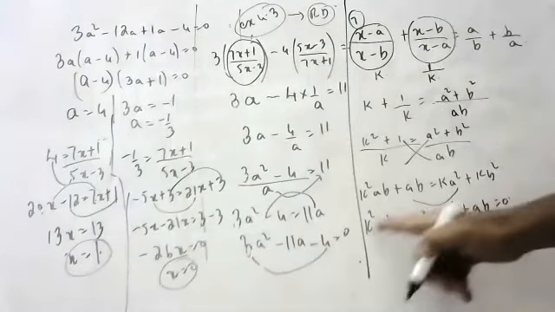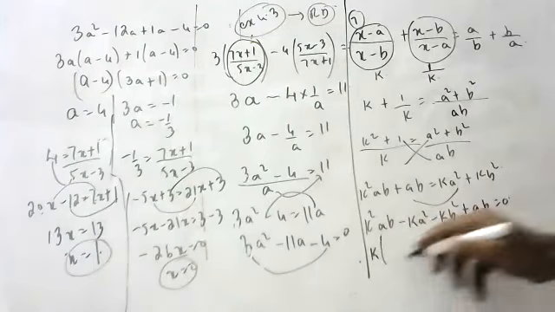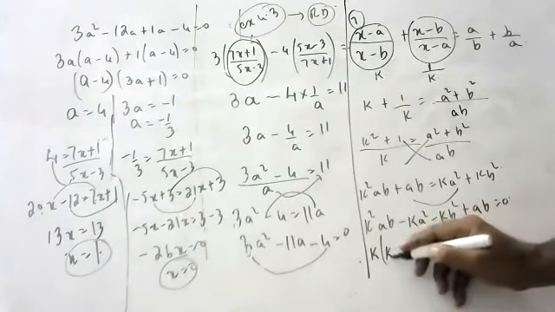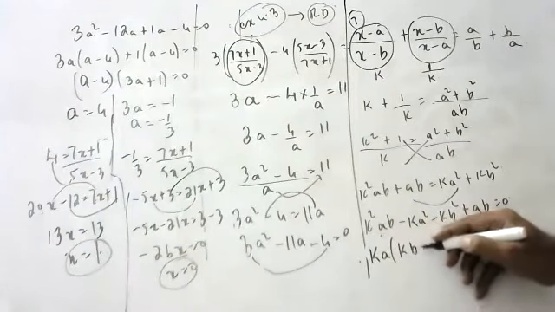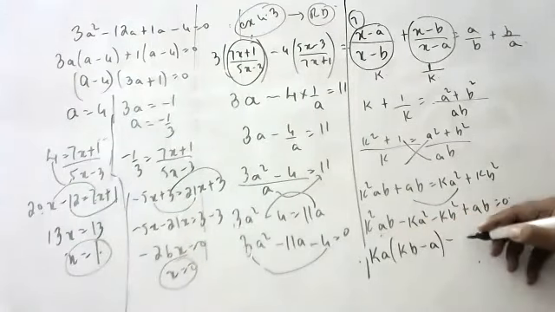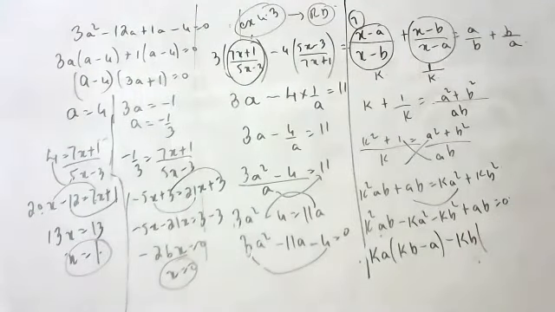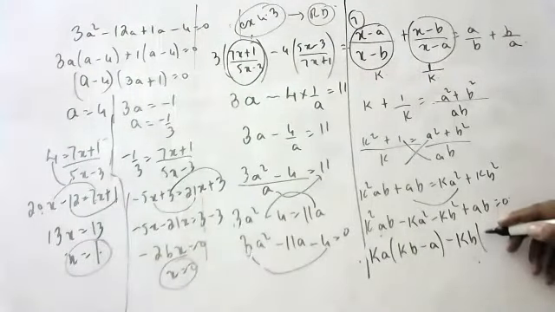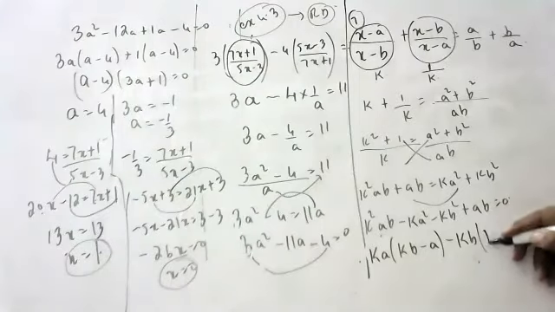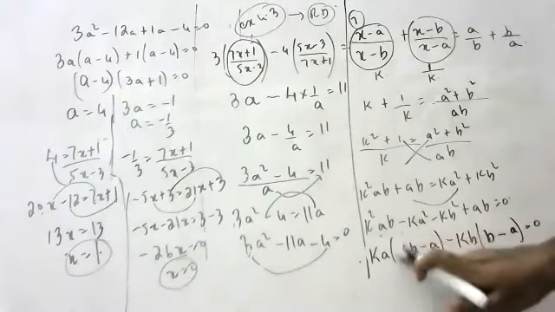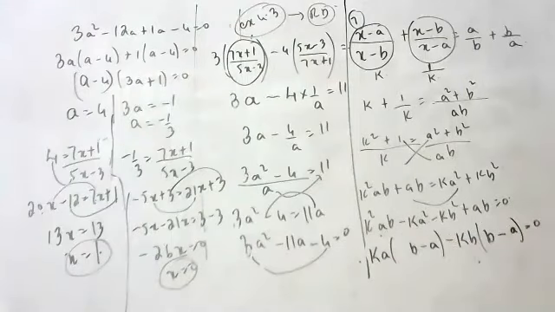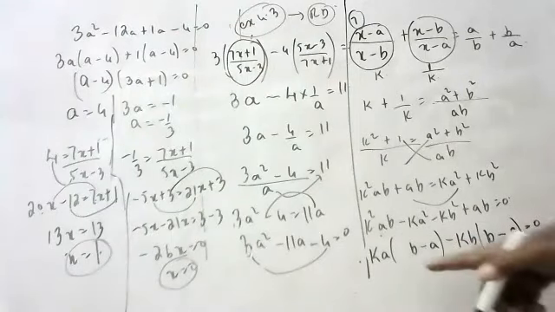So, here in this both, what is common, children? K. If I take KA common, what happens? KB minus A. And here what will we take common, children? If you take KB common, what do you get? B minus A. This one, children, this is B minus A. This is also B minus A. No K, children. This is also B minus A.